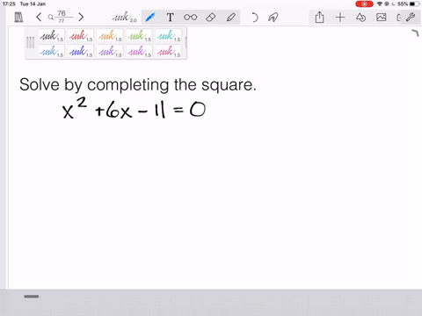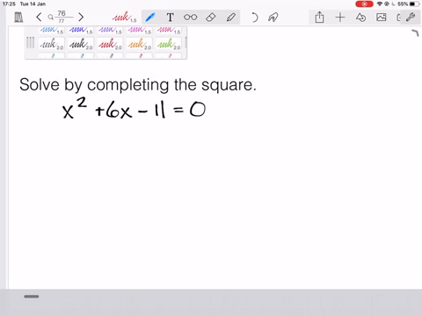Today, I am going to go over my steps for completing the square. My steps are for if you do not have a leading coefficient other than a 1. Here in front of my x squared, there's nothing there, so we can assume we have a 1 in front. I'm going to give you a few steps on how to do this completing the square.